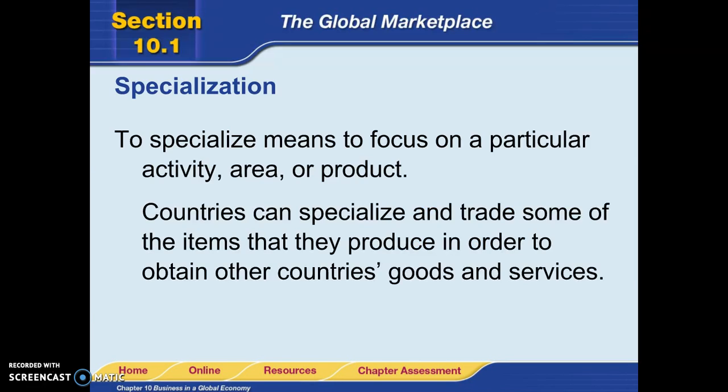Now, a country might specialize. Specialization basically means to focus on a particular activity, area, or product. Different countries will specialize in different trade goods, and they might trade some of the items that they produce in order to obtain other countries' goods and services. So it almost relates back to a bartering system, which was the first system in place which reflected an economy trade place. So even though bartering is something of the past, it still in some cases does exist, especially within a global economy.